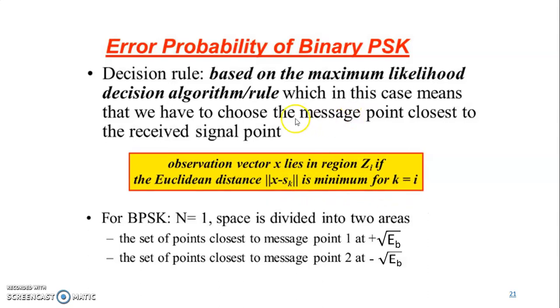Which means that we have to choose the message point closest to the received signal point. For the case of BPSK, it is having a one-dimensional signal space, that is, it is having only one orthonormal basis function. The signal space is divided into two areas, one half corresponding to the set of points closest to the message point 1 at plus root Tb, and the other half corresponding to the set of points closest to the message point 2 at minus root Tb.